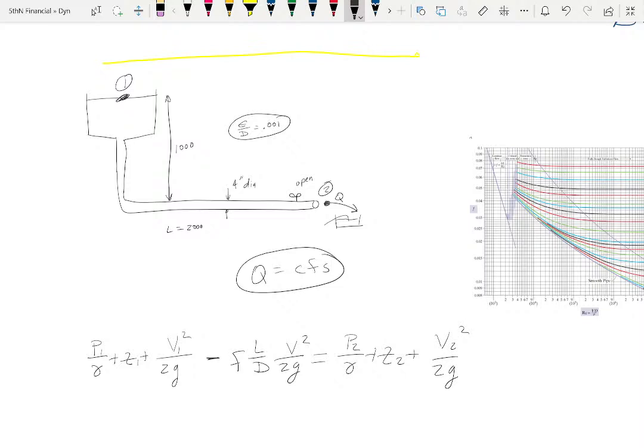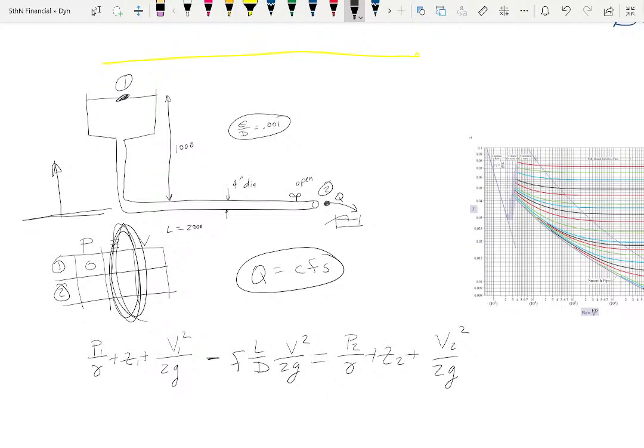Now, if you make that little chart, location 1 and location 2, P, Z, and V, then what do I know? I know the pressure at the top is 0. I'm going to take my datum as being right here. So I know the physical location, which you'll almost always know. The location for 2 is going to be 0. For location 1, it's going to be 1,000. I know the reservoir is fairly large compared to the diameter of the pipe, so I've got that.